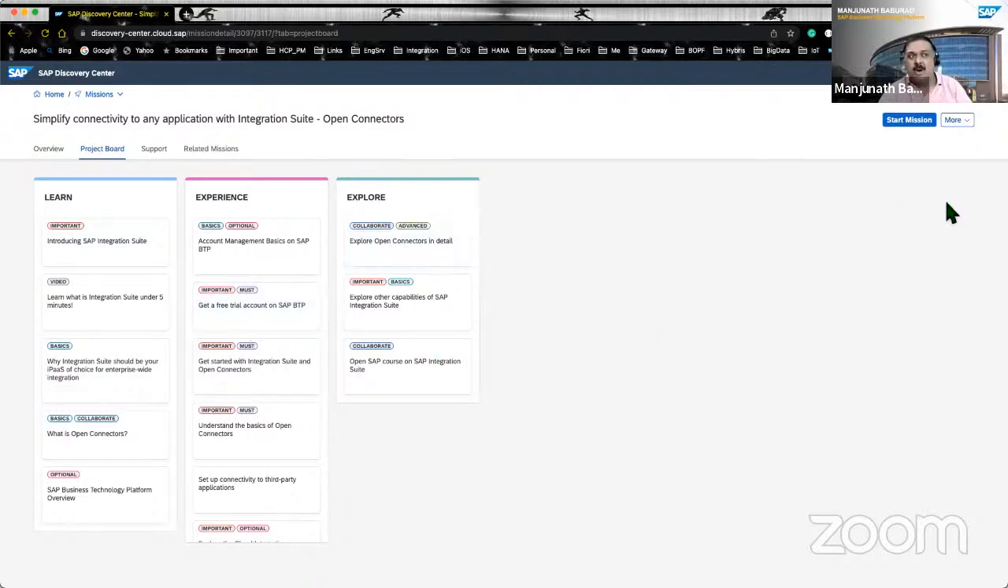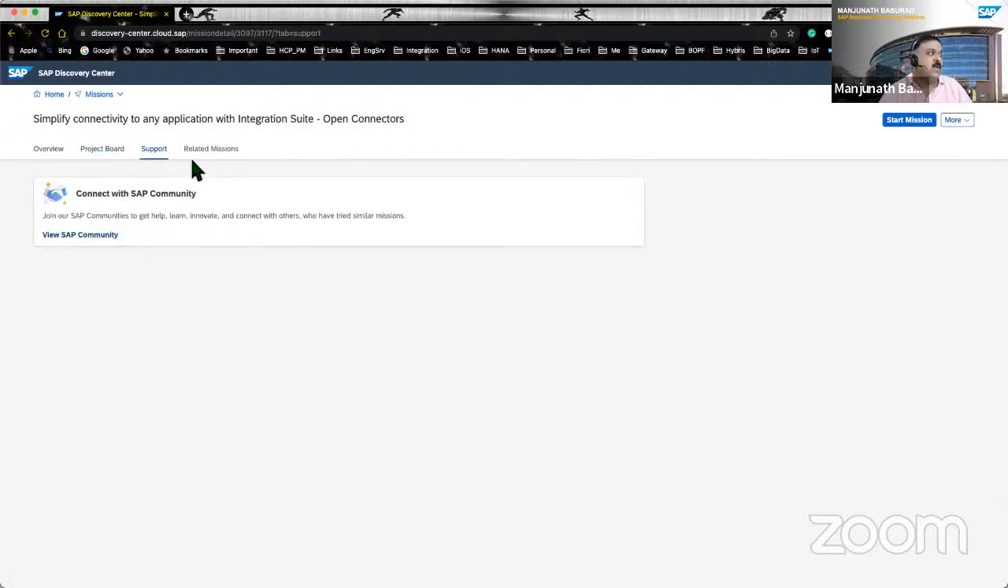And what is more important, the moment you start a mission, we have experts on our side who are monitoring all the customers who are trying out a mission. At any point in time, if you have any questions or you're stuck, you have the support tab also here. Once you log in, you can create a support entry in this tab, wherein mission experts from SAP will reach out to you and help you to get unblocked on your own, right?